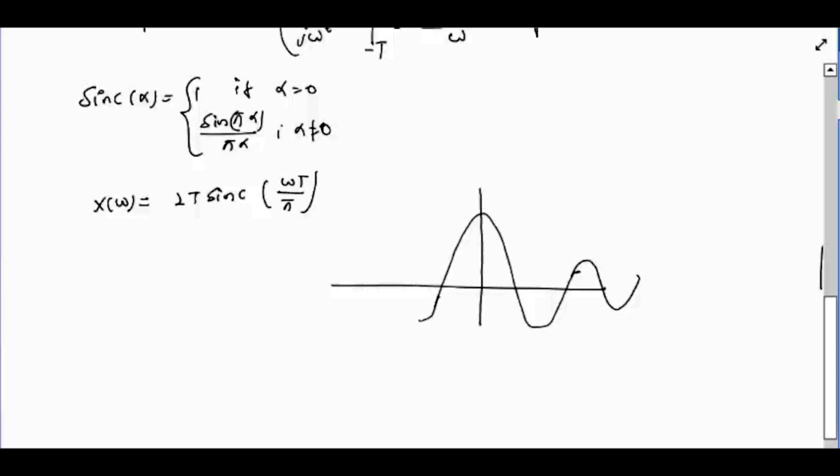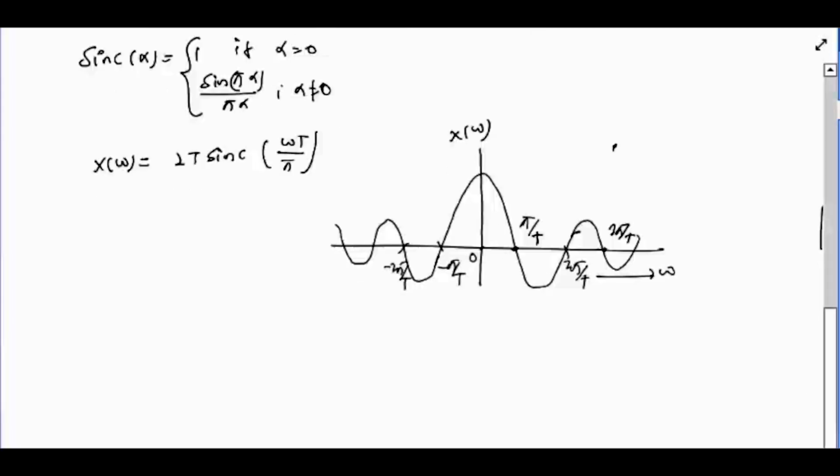It's a symmetric function. So this is how it looks. This is omega, this is X(omega). The zero crossing points are as follows. So we have 0 here. This is pi over T, 2 pi over T, 3 pi over T, and similarly we have minus pi over T, minus 2 pi over T, and so on.